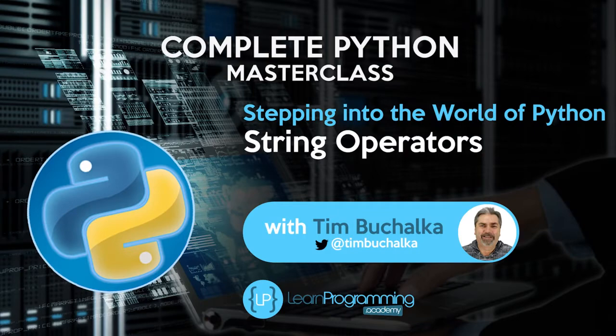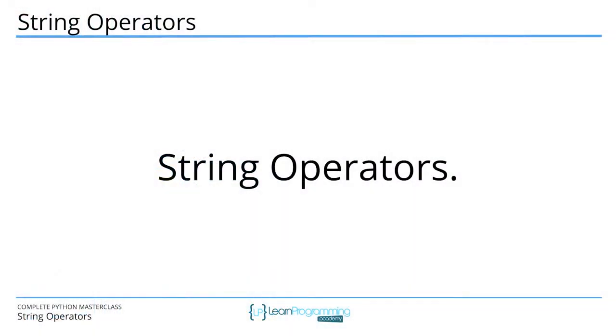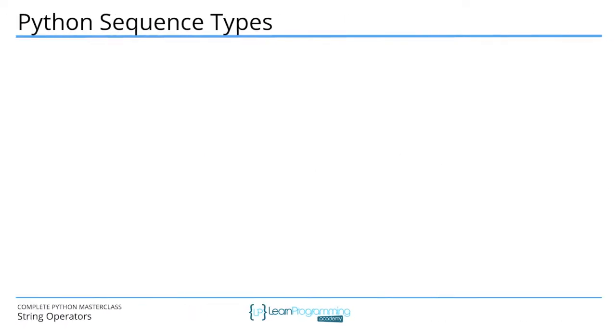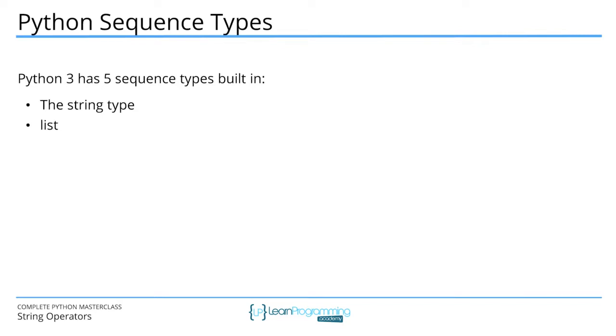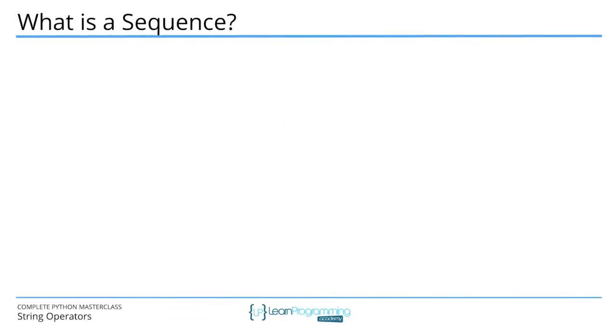In this video, we'll look at three operators that apply to strings. In fact, they apply to any sequence type. Python 3 has 5 sequence types built in. We've got the string type, list, tuple, range, bytes and byte array, which I'm treating sort of as one sequence type. So with that said, what is a sequence?